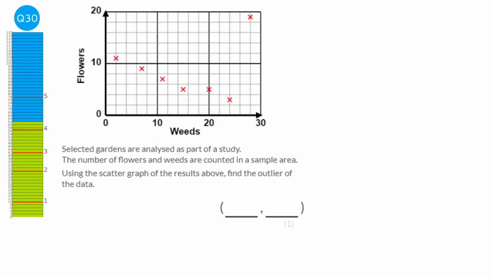On a scatter graph, an outlier is a point which doesn't fit the pattern. And as we can see here, all of these coordinates fit kind of a nice line going down there. So they all are showing a trend. But we've got this point here that's nowhere near that trend at all. And that's what we call an outlier. So we know that these are going up in twos, so this will be 28, so the x-coordinate will be 28, and this will be 19. So our coordinate will be 28, 19 for our outlier.